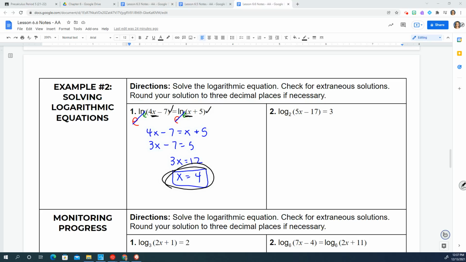Do you remember when you did square root equations in algebra and sometimes you got extraneous solutions? This is kind of like that too because you have a restricted domain with logs. I think it comes up later in the notes.